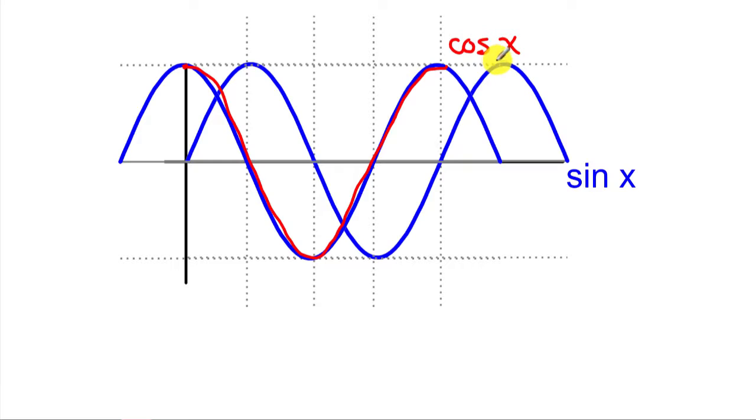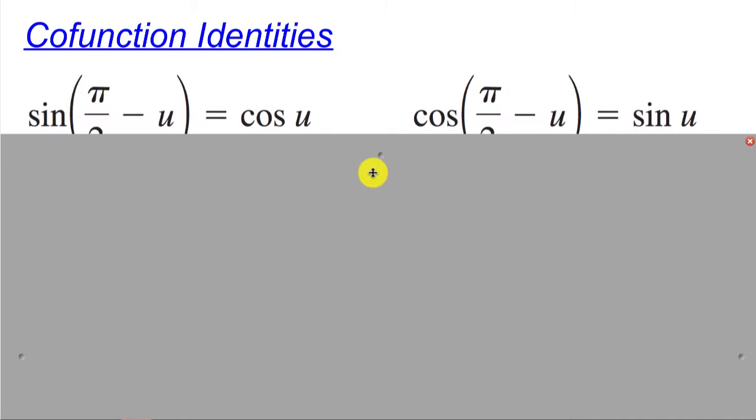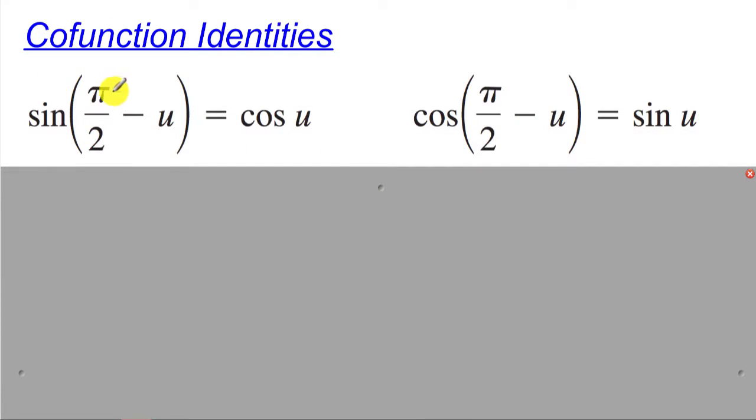Okay, so what would a shift of 90 degrees or pi over 2 look like if we wrote that in function form? Remember, that's just adding or subtracting pi over 2 within the parentheses. So this actually gives us another identity. These are called the cofunction identities. So if I were to take that sine graph and add or subtract pi over 2 within the parentheses, I end up with cosine.